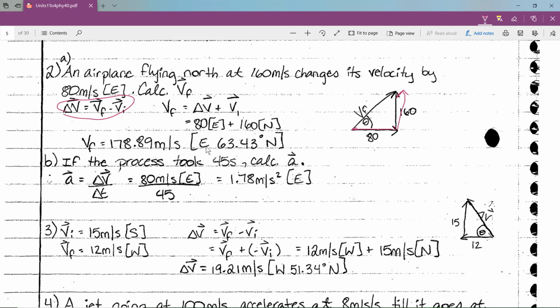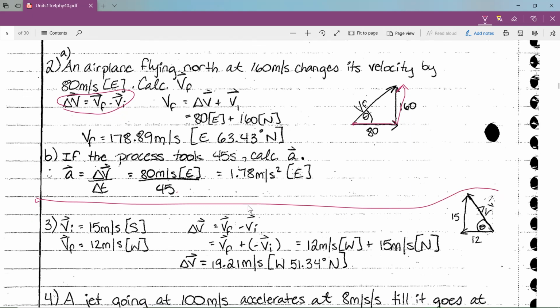If that process took 45 seconds, calculate the acceleration. Remember, acceleration is change in velocity over change in time. The change in velocity could be magnitude, could be direction, could be both. Any of those are changes in velocity giving you acceleration. So our change in velocity was given as 80 meters per second east divided by 45 seconds, so 1.78 meters per second squared to the east. Okay, so that's an airplane example.